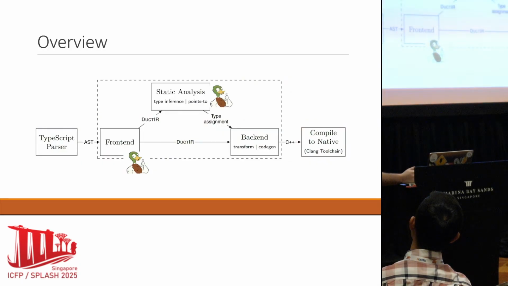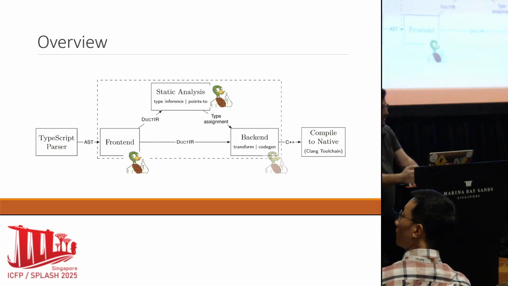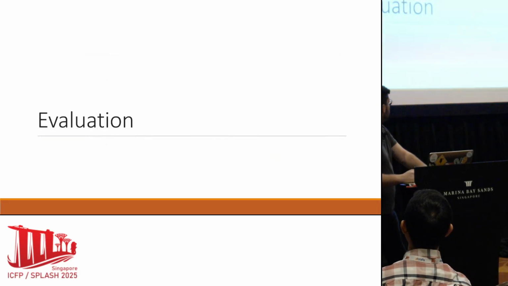And the backend is pretty straightforward. We translate this graph along with the type information into binary. I won't go too much into that.